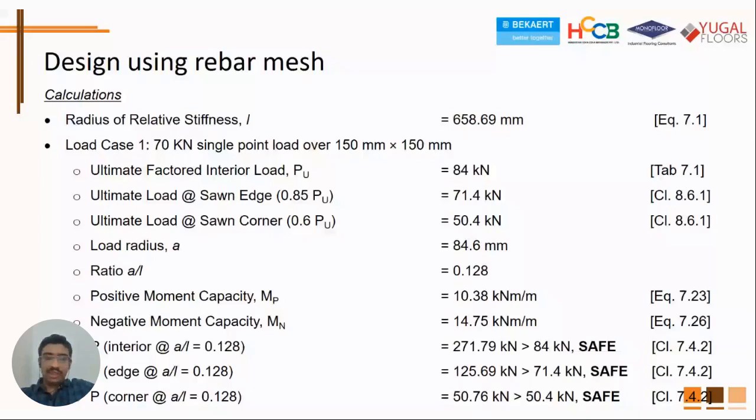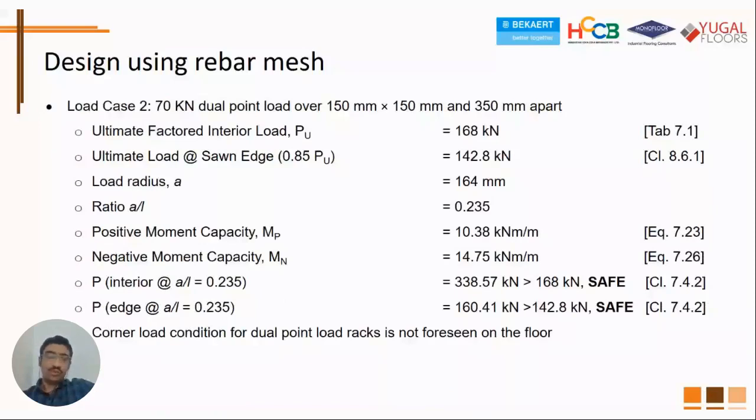And then you calculate the positive and negative bending moment capacity, find out the capacities, and then you find that it's the corner load that seems to be the critical condition, because at the bottom you see 50 tons of corner load capacity, and you have 50 tons of load. So it's just matching right at the limit, actually. Now, also the second case could be you could have two loads which are close by, and in that case the edge load becomes more critical, because here at the edge you get something like 160 kilonewton against 142 being applied.